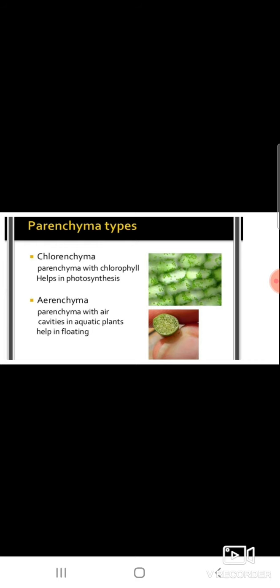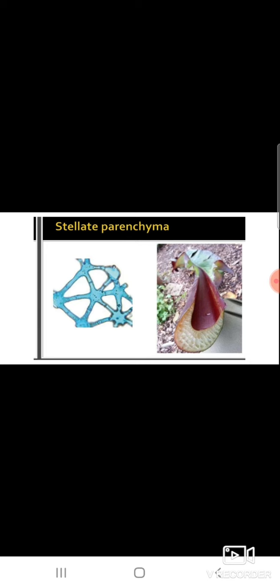Then stellate parenchyma. These are pictures of stellate parenchyma, leaves of different sizes. So where does photosynthesis occur? In green plants, especially in green leaves. These are the photosynthetic pigments that are involved in photosynthesis.